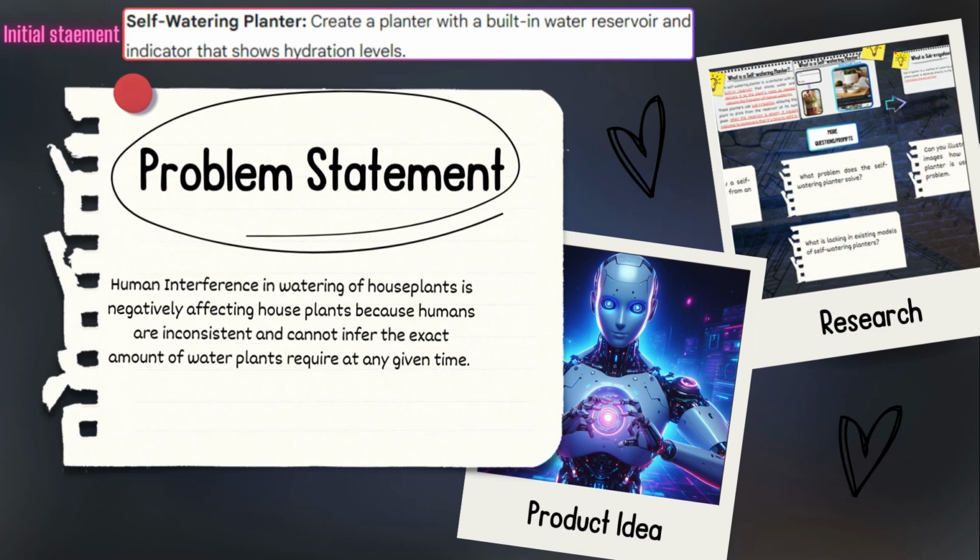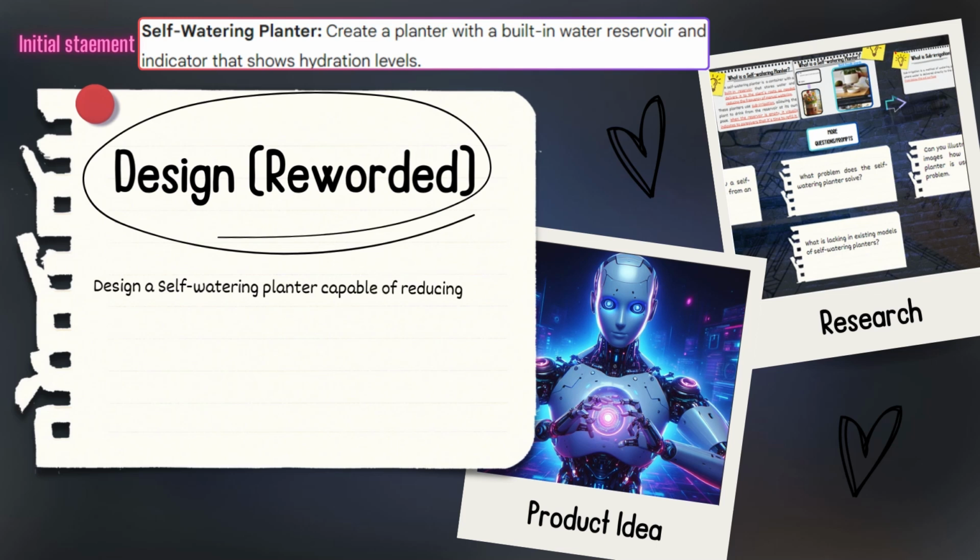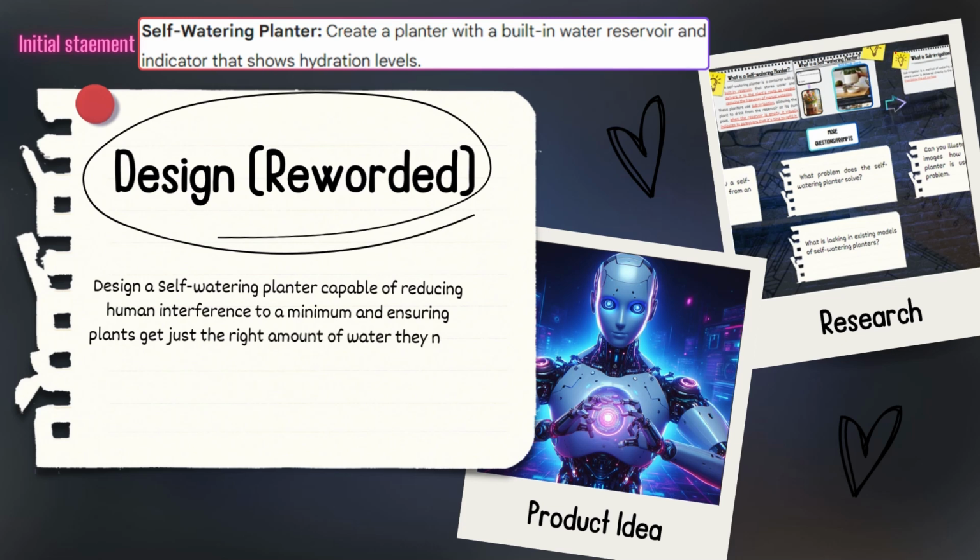Because it can be rewritten as a design brief, it tells us what exactly we are trying to design. So when rewritten as a design brief, it reads like this. We are designing a self-watering planter capable of reducing human interference to a minimum and ensuring plants get just the right amount of water they need at any given time.